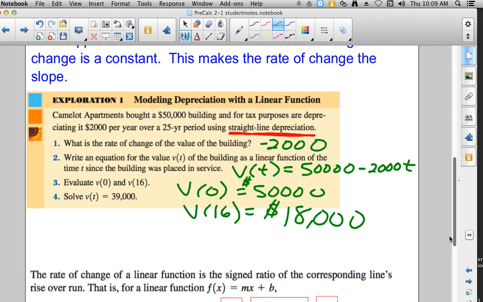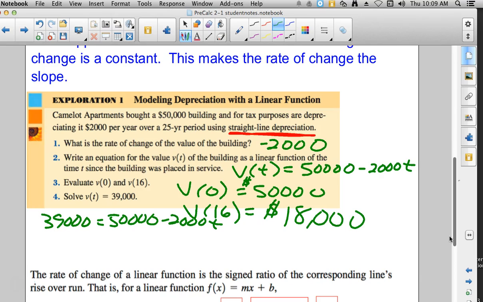And I was hearing some people open their calculators. Yeah, you can use your calculator for these. Who cares? You can do that. Solve v of t equals 39,000. Oh, so we want to know how many years it's going to take to get this to be 39,000. It's a little bit of algebra. We're going to do some subtraction and then some division, and you might want to grab your calculator and put it all in at one time rather than writing all the steps out there.